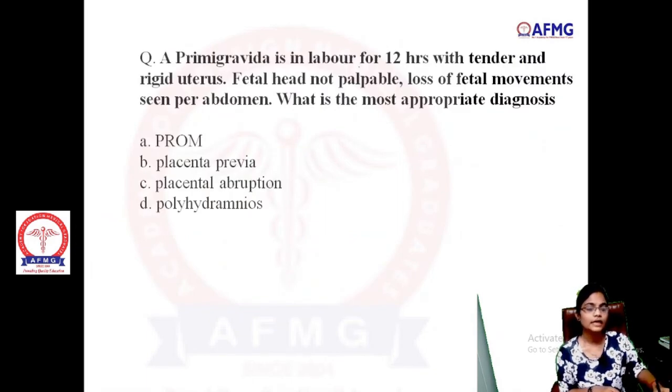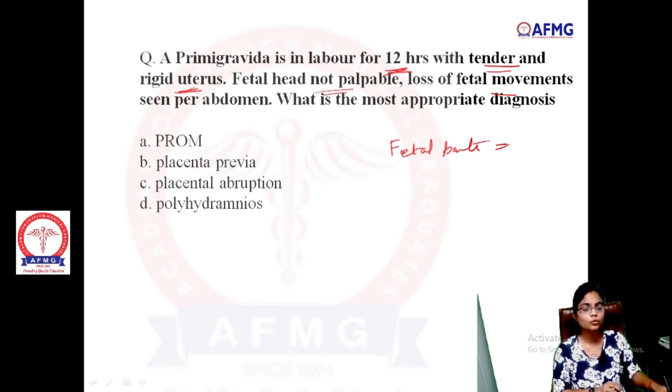So the next question which we are going to see is, a primigravida is in labor for 12 hours, with a tender and rigid uterus. A rigid uterus is very difficult to palpate, and you can feel the tone of the uterus easily on per abdomen examination. The fetal head is not palpable, meaning fetal parts are not palpable easily. Fetal movements are also not seen, so there is loss of fetal movements per abdomen. So what is the most probable or appropriate diagnosis?